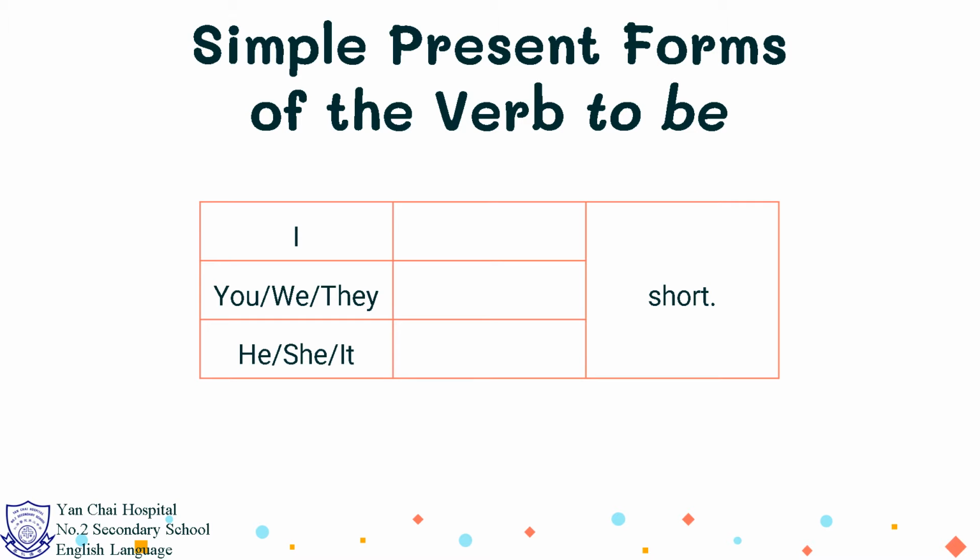Simple present forms of the verb to be. I am or am not short. You, we, they are or are not short. He, she, it is or is not short.